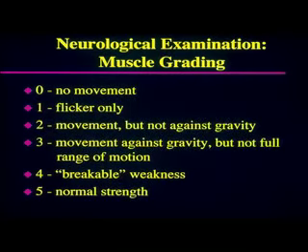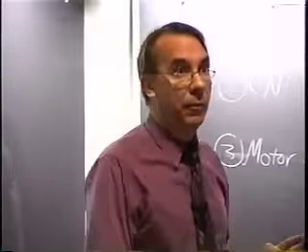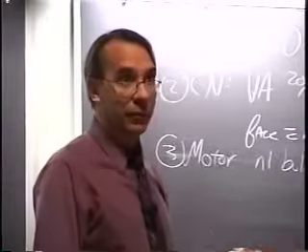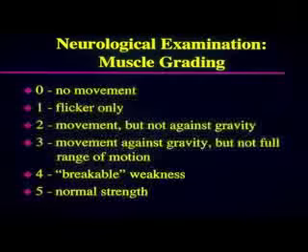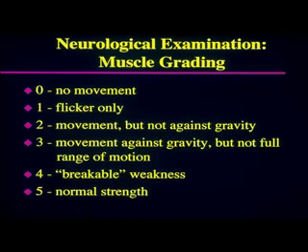Now, what do these numbers mean? Okay, so that's the next thing we need to go over. So, 5 is normal in this grading system, and 0, of course, is nothing. All right? A 1 is a flicker of movement. 2 is movement but not against gravity. 3 is movement against gravity but not full range of motion. 4 is breakable weakness, and 5 is normal.